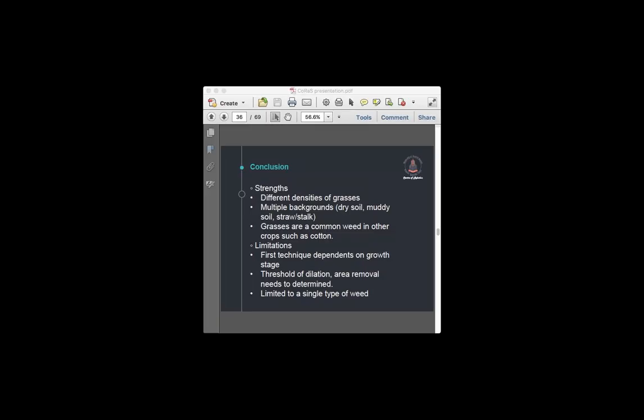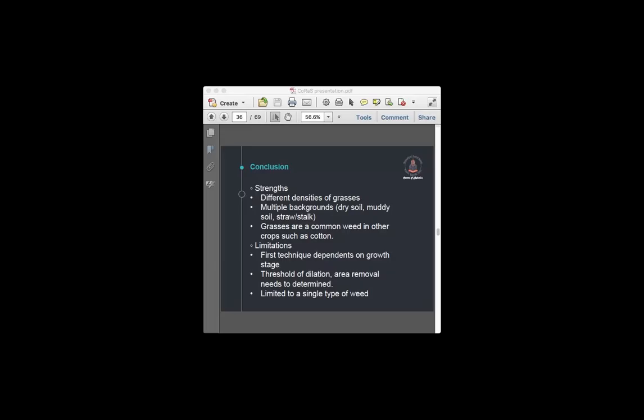So the strength that we have is we have different densities of grasses, multiple backgrounds, dry soil, muddy soil. Sometimes there is straw, a lot of straw, and this is the most difficult one because it introduces a lot of texture in the image, and our techniques are based on texture. So grasses are a common weed in other crops such as cotton.